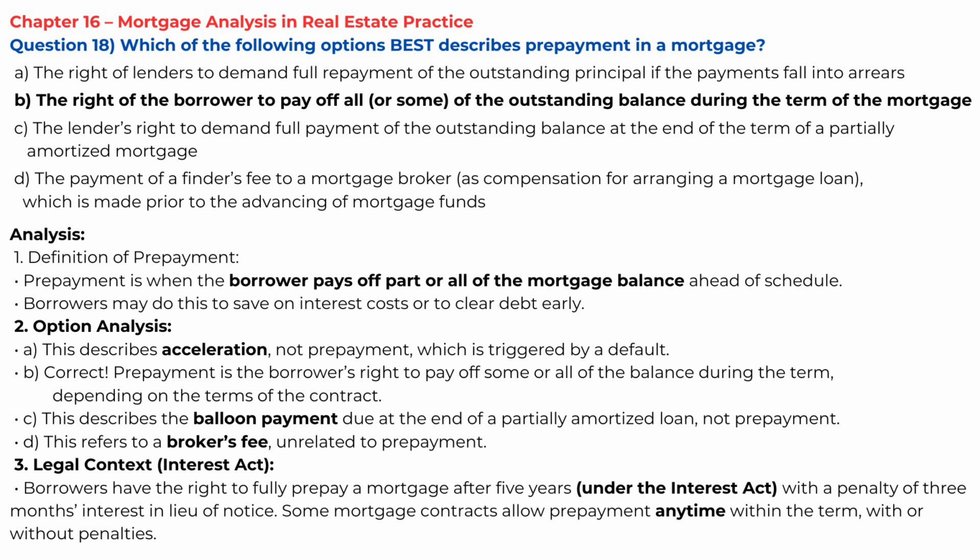3. Legal context, Interest Act. Borrowers have the right to fully prepay a mortgage after 5 years, under the Interest Act, with a penalty of 3 months' interest in lieu of notice. Some mortgage contracts allow prepayment anytime within the term, with or without penalties.